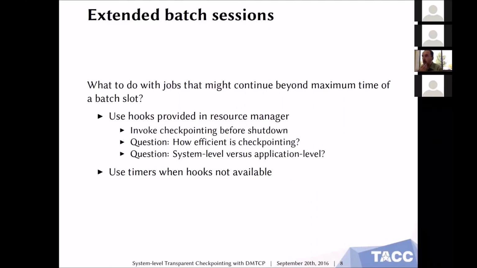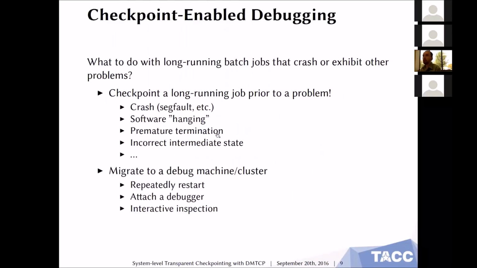And the question is, how efficient is the checkpointing? How efficient is system level versus application level? At application level, it's mainly the application that is requesting the checkpointing, so it's done inside the code, whereas system level is totally independent. And you can also use timers when hooks are not available. Let's say we do a checkpoint every 3 hours or 4 hours, etc.